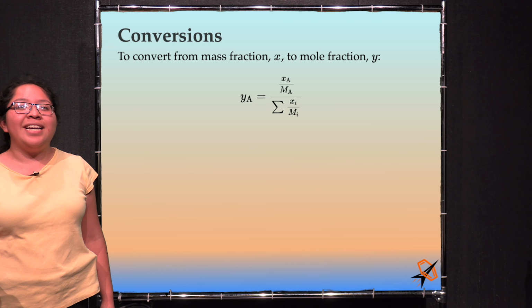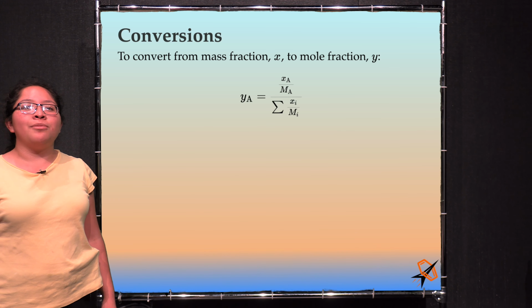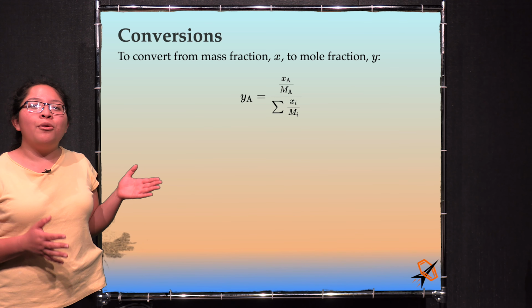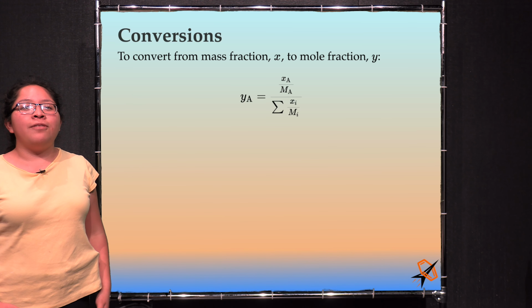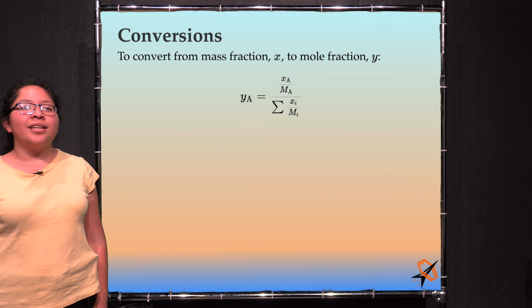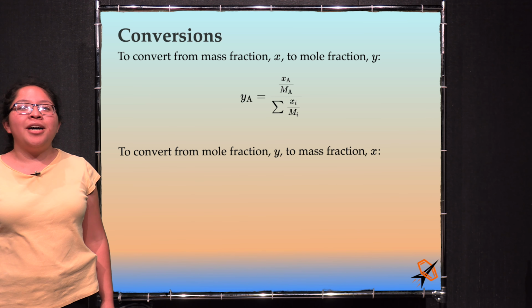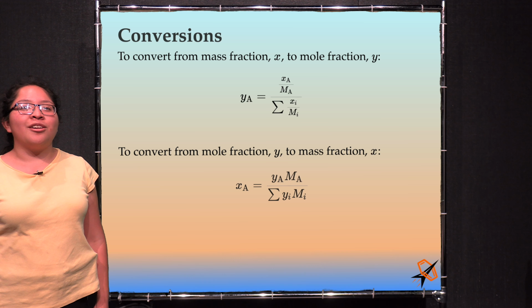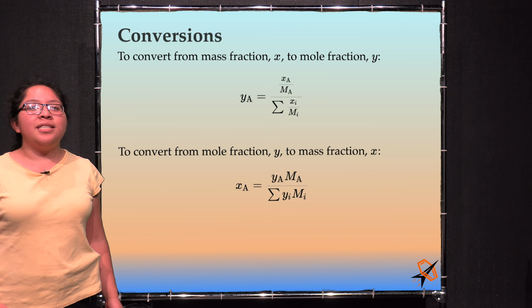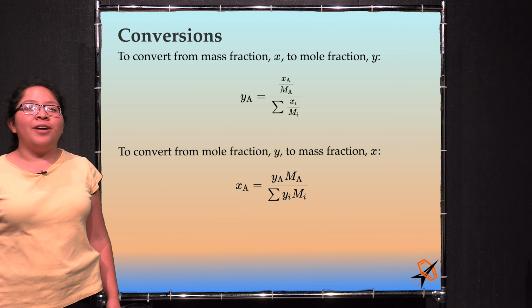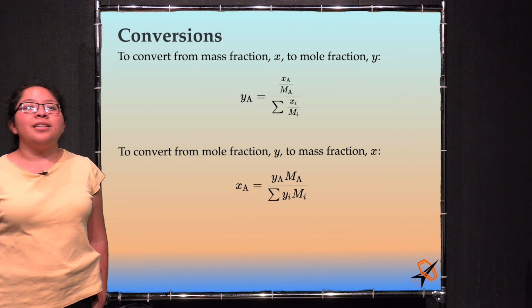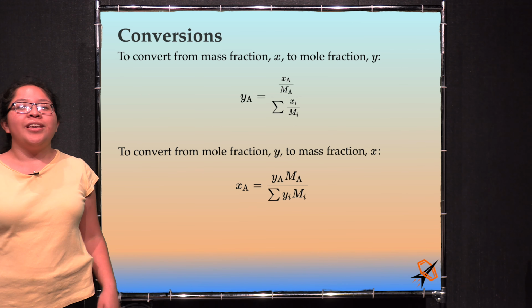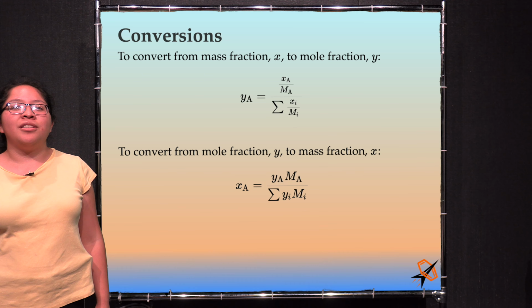To convert from mass fractions to mole fractions, you need to take the species that you're interested in, in this case A. You divide the mass fraction by its molecular weight, and then divide the whole thing by the sum of individual mass fractions for each species divided by their molecular weights. To convert from mole fractions to mass fractions, you again start with the species of interest, A. You take the product of the mole fraction of species A and its molecular weight, and then divide the product by the sum of all the mole fractions of the individual species times their molecular weight. It might be worth your time to try to derive these formulas.